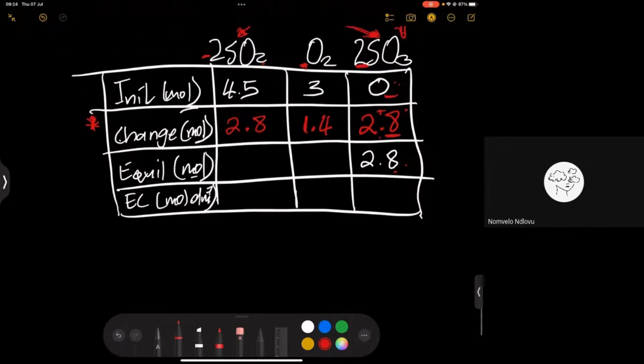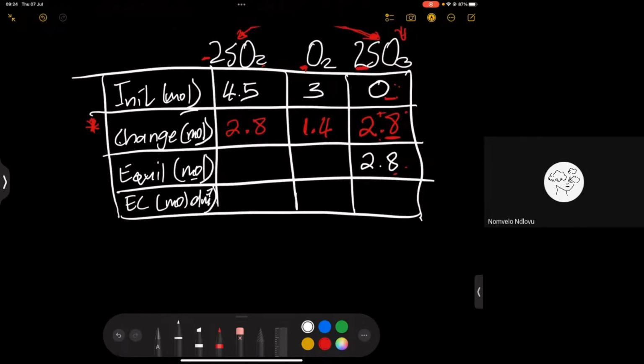Okay. Yes. And by the way, you can also do that using ratio and proportion. And it's as simple as this. You can say for every 2 SO2, you get 2 SO3, right? So remember, we didn't have sulfur dioxide. So for how many moles of sulfur dioxide will you get 2.8?